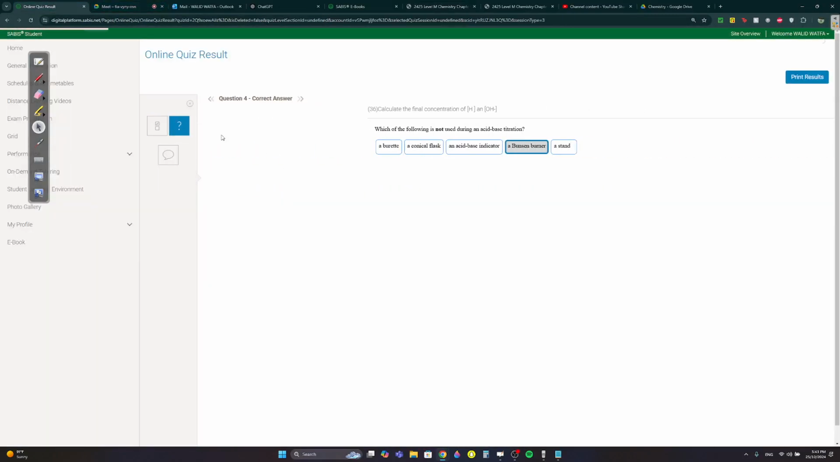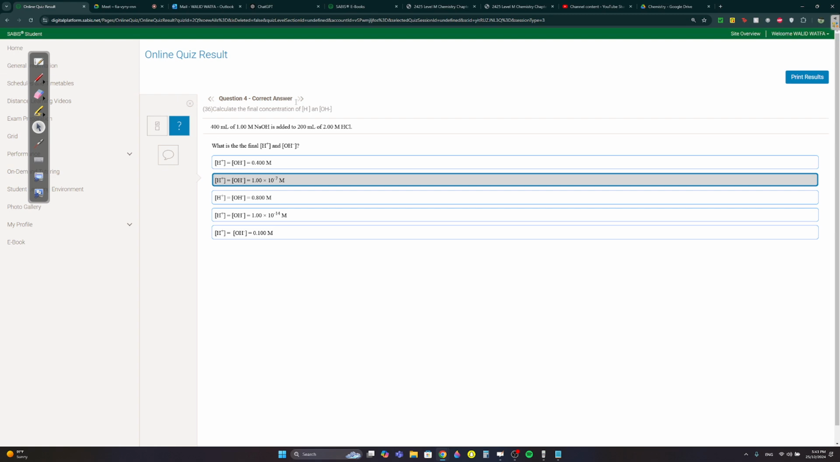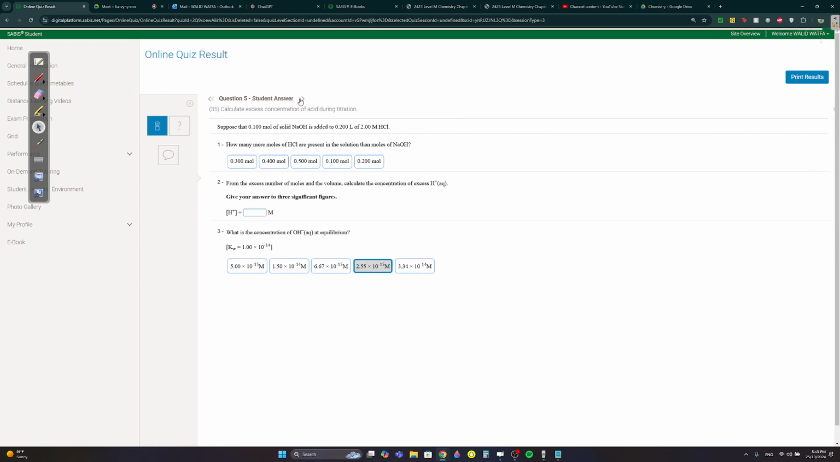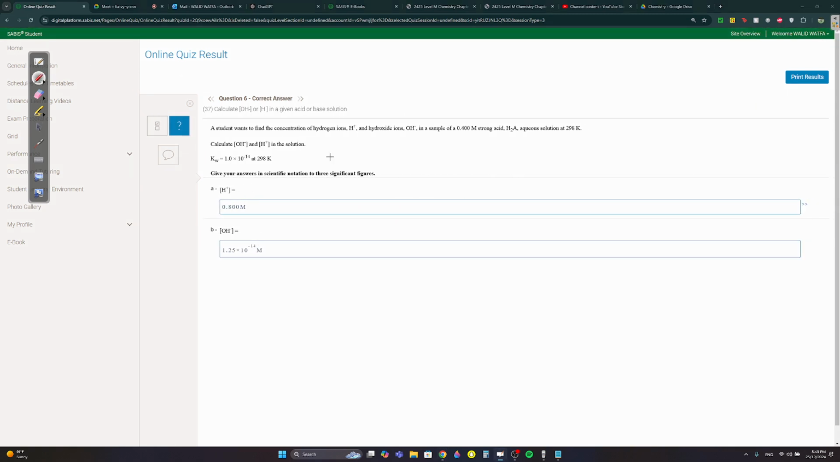Question 4 and 5 are cancelled, so we're going to skip them. Question 6. A student wants to find H plus and OH minus in H2A. We're going to go through this very fast. H2A dissociates to form H plus and A minus. I don't care about the element, but let's just say this. Is it balanced? No. Now it's balanced.